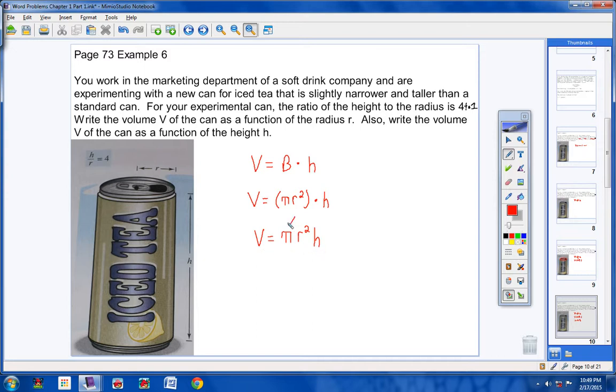What about pi, Mr. Earhart? Guys, pi's a number. Pi's not a variable. Pi's 3.14, okay? So pi's fine. It's a number. So right now you have volume in terms of r and h, or volume as a function of r and h. But we want volume as a function of what? R. So we have to get rid of this h, guys.